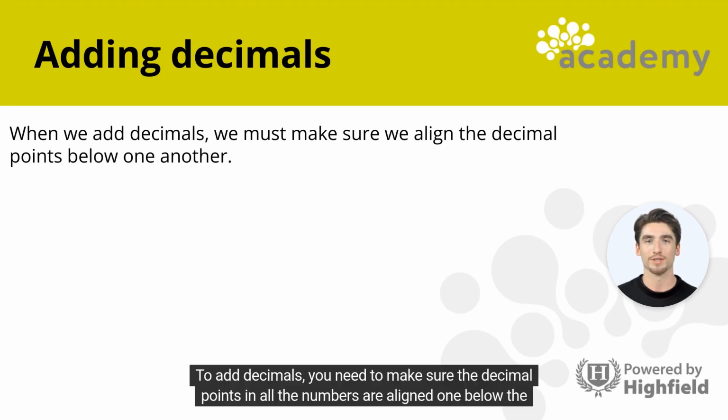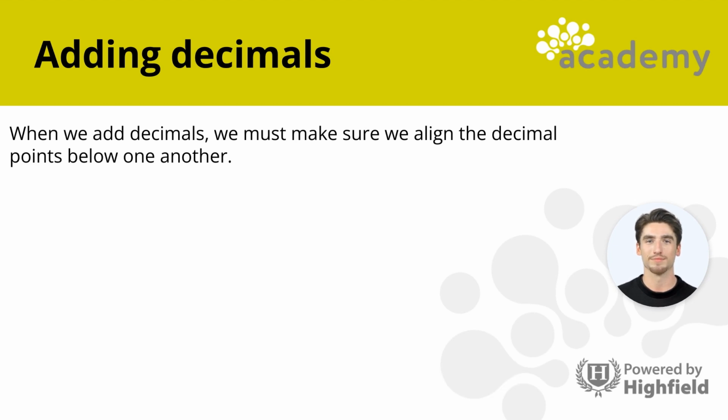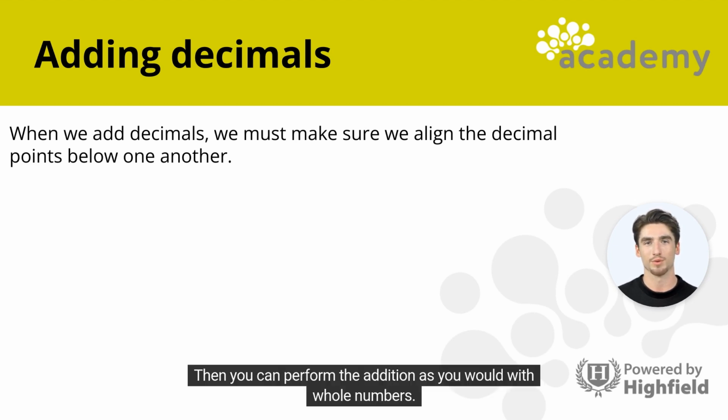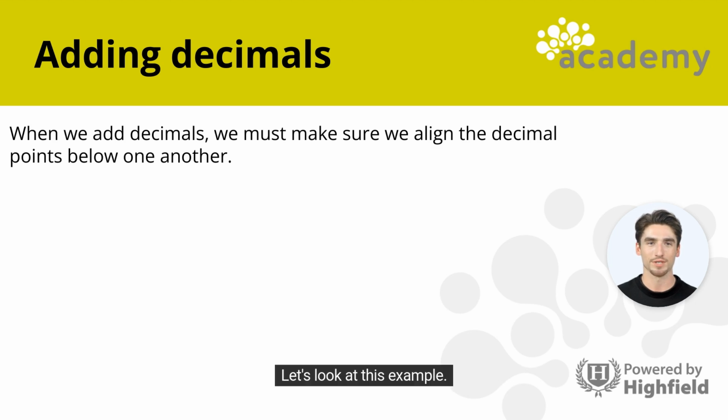To add decimals, you need to make sure the decimal points in all the numbers are aligned one below the other. Then you can perform the addition as you would with whole numbers. Let's look at this example.